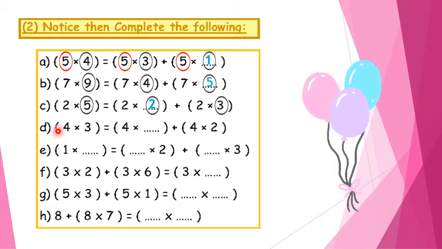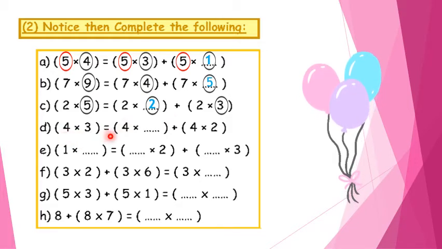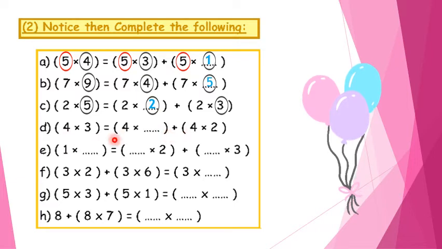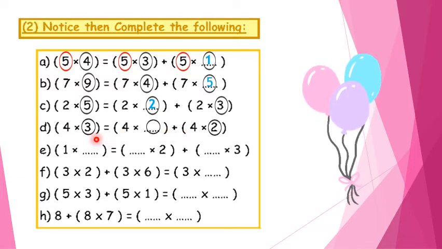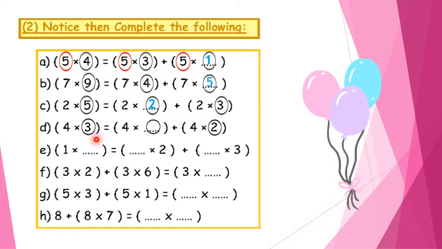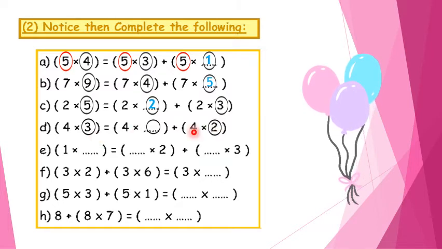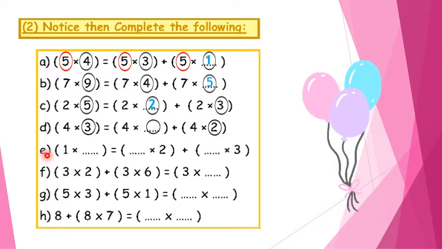4 multiply 3. So I kept 4 like it is all the time. And the second factor I have here is 3. So 3 is decomposing into 2 and what? 2 and 1.